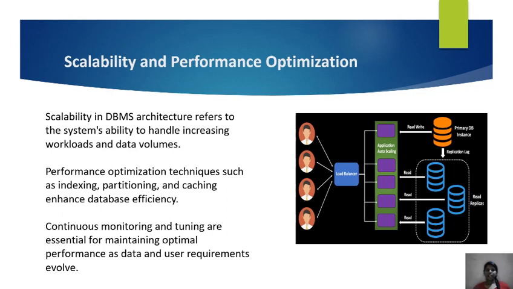Now let us see about scalability and performance optimization. Scalability in DBMS architecture refers to the system's ability to handle increasing workloads and data volumes. Performance optimization techniques such as indexing, partitioning and caching enhance database efficiency. Continuous monitoring and tuning are essential for maintaining optimal performance as data and user requirements evolve.